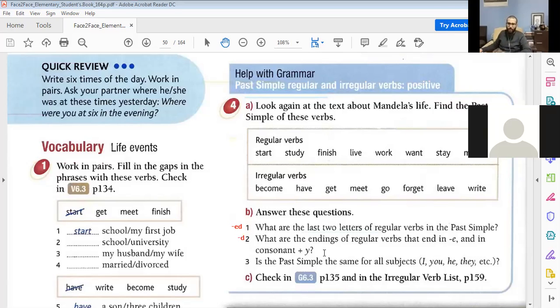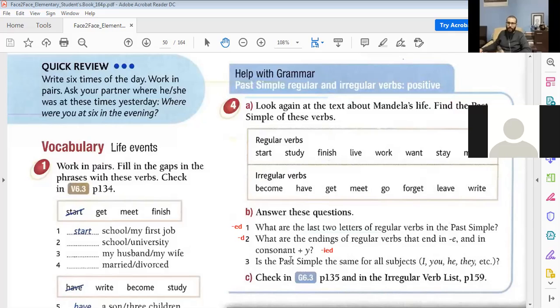All right. What about the ones that have consonant plus Y, for example, study? What do we do? I change Y to I, plus ED. That's it. So Y becomes IED. Yes. Right.